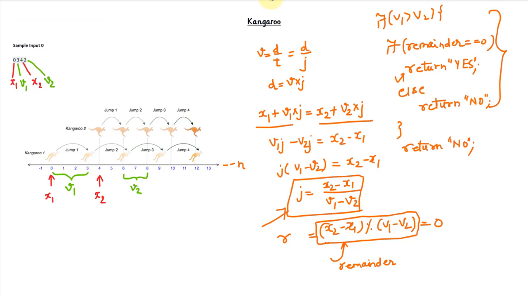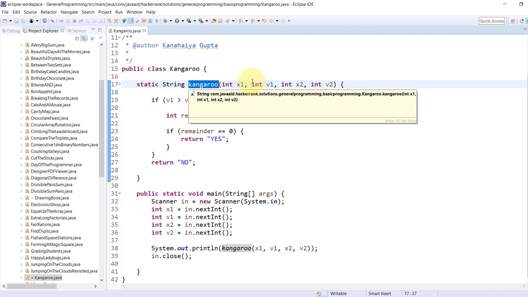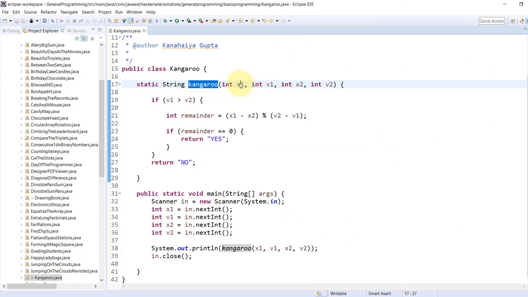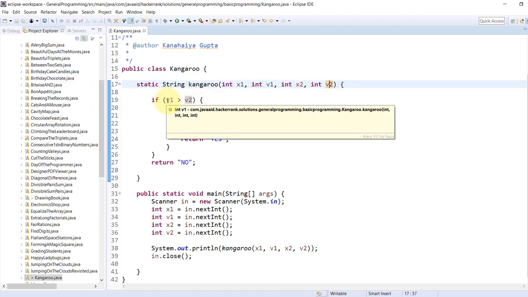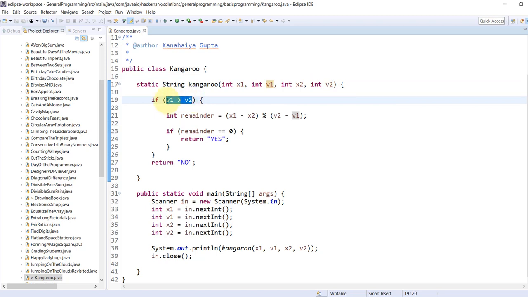Now we'll see the algorithm in action, guys. This is the function, and it accepts four parameters: x1, v1, x2, v2. As we have just discussed, we first check whether v1 is greater than v2 or not. After that, we check the remainder, and this is the same formula which we have just derived. If this is equal to 0, it means both kangaroos will reach the same location at the same time, so we return yes. If these conditions are not met, by default we return no. I hope this problem is clear to you. It's very simple and precise code.